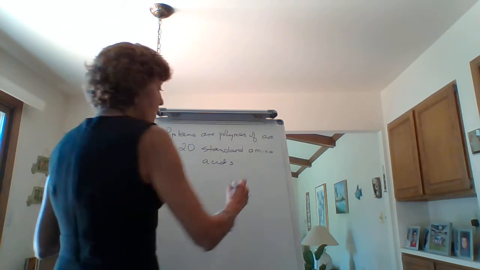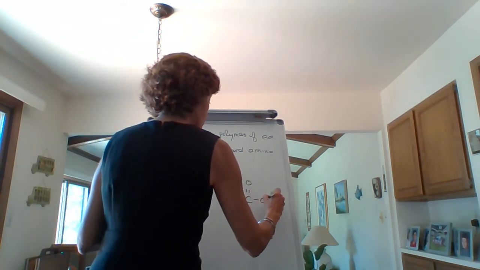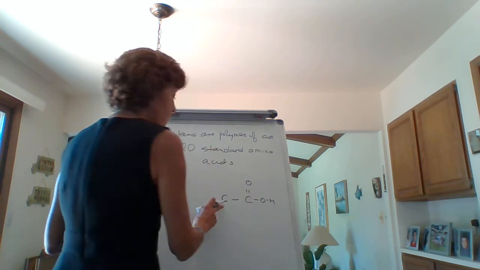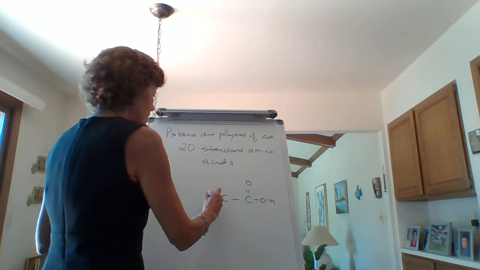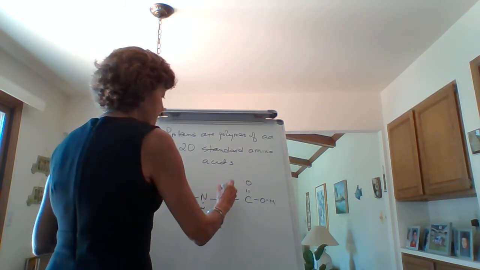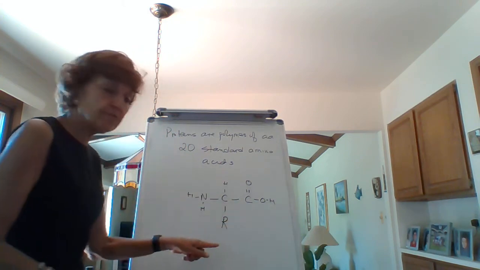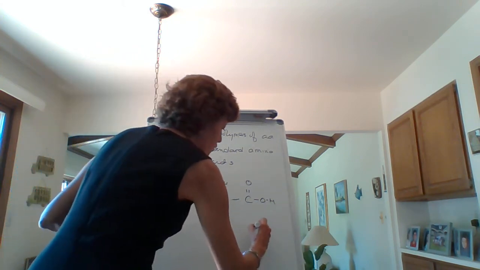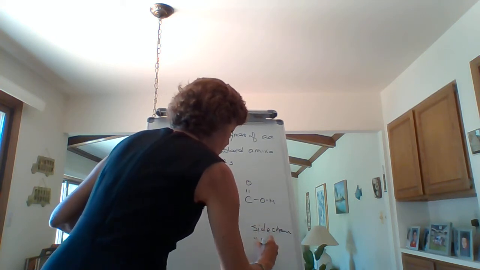So all amino acids have this in common. They all have a carboxyl group. They all have this carbon here, which would be the alpha carbon, and they all have an amino group. Okay? And where do they differ? They differ in this. They differ in their side chain, or R group.